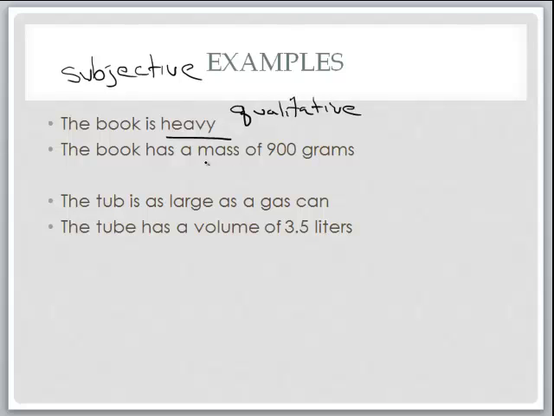However, if we say a book has a mass of 900 grams, that is objective. In other words, it's a measurement with a unit. There's no debating whether or not the mass is 900 grams or not. So quantitative, number and a unit. Qualitative, more of a description.